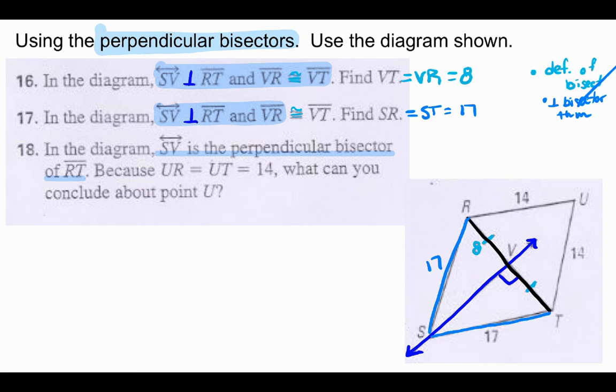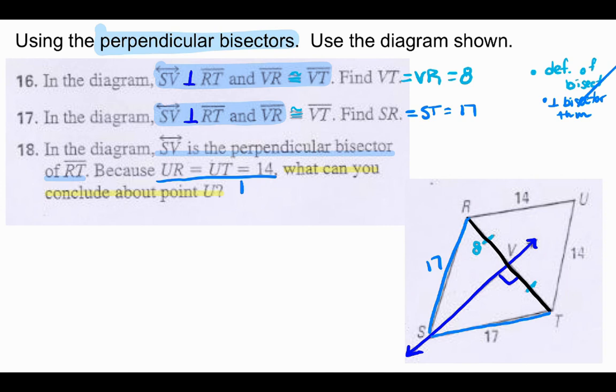Problem 18 says that we know that line SV is our perpendicular bisector of RT, but now it wants to know, because the segment UR equals UT, which both equal 14, what we can conclude about point U.